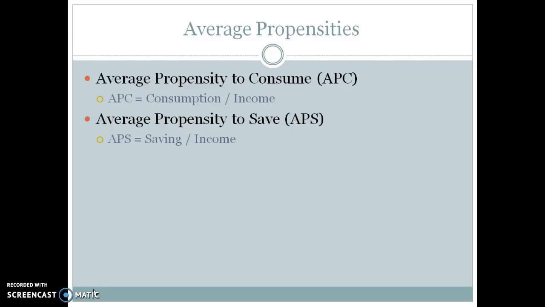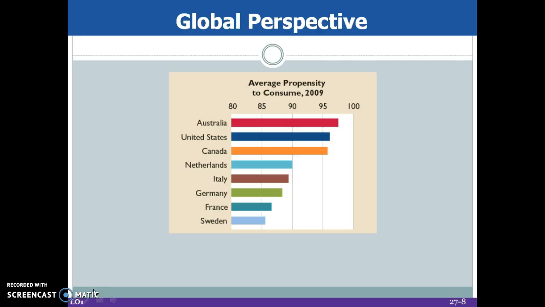Just looking at average propensities across the world, you can see that Australia has the highest propensity to consume. This is obviously from 2009 data, but their APC during that time period was probably close to 97%: of what they were bringing in, they were consuming. You can see the United States is a close second. Canada is pretty high as well.